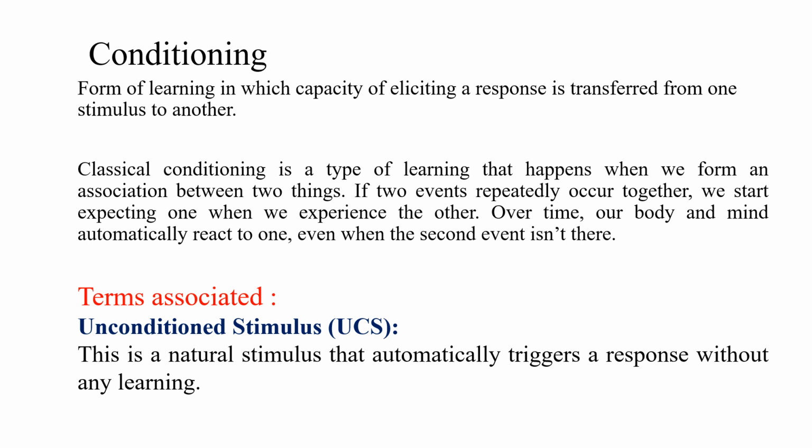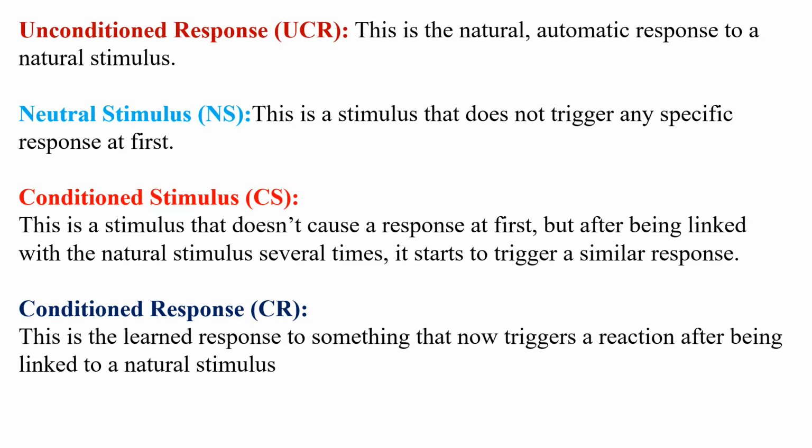Let's see the key terms associated with classical conditioning. First one, unconditioned stimulus. This is a natural stimulus that automatically triggers a response without any learning. Second, unconditioned response. It's a natural, automatic response to a natural stimulus. Third, neutral stimulus. It is a stimulus that doesn't trigger any specific response at first.